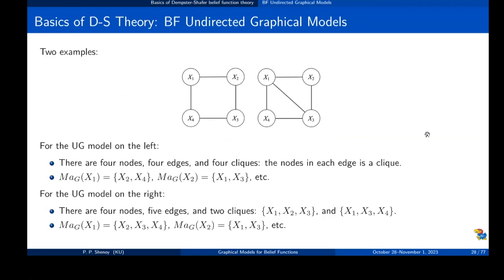So this graph has two cliques, this graph has four cliques. Okay.